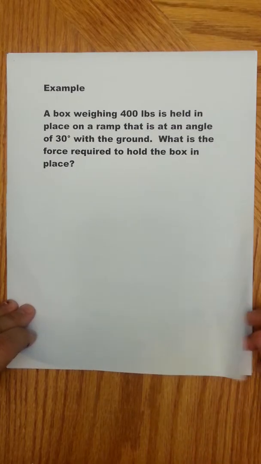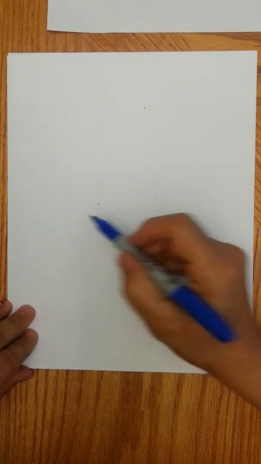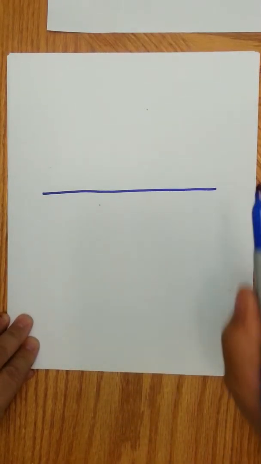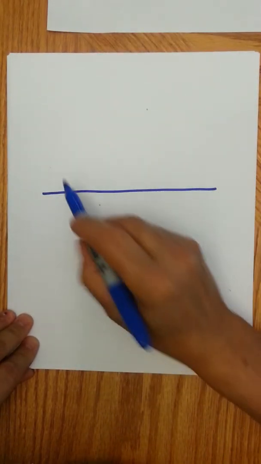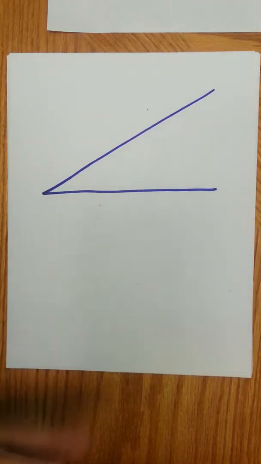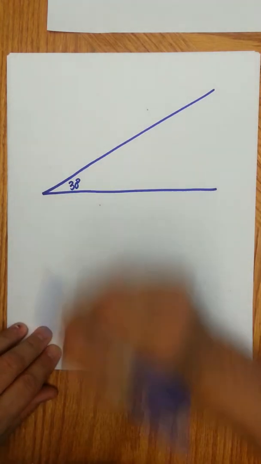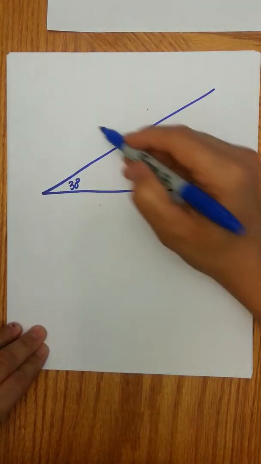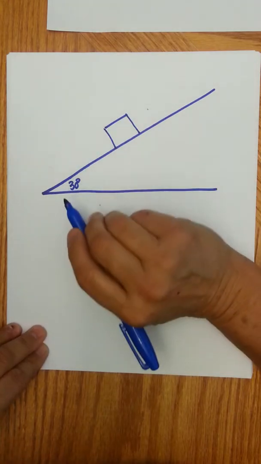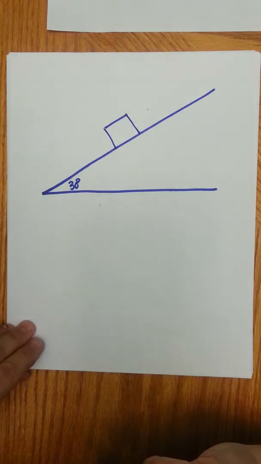All right, so I'm going to draw a rather large picture. We have the ground, right? That's understood to be 0 degrees. And then we have a ramp that is at 30 degrees. I'm drawing it, it doesn't really look like 30 degrees. It looks more like 45. But essentially you have a box here, right? It's on a ramp. And the box weighs 400 pounds.